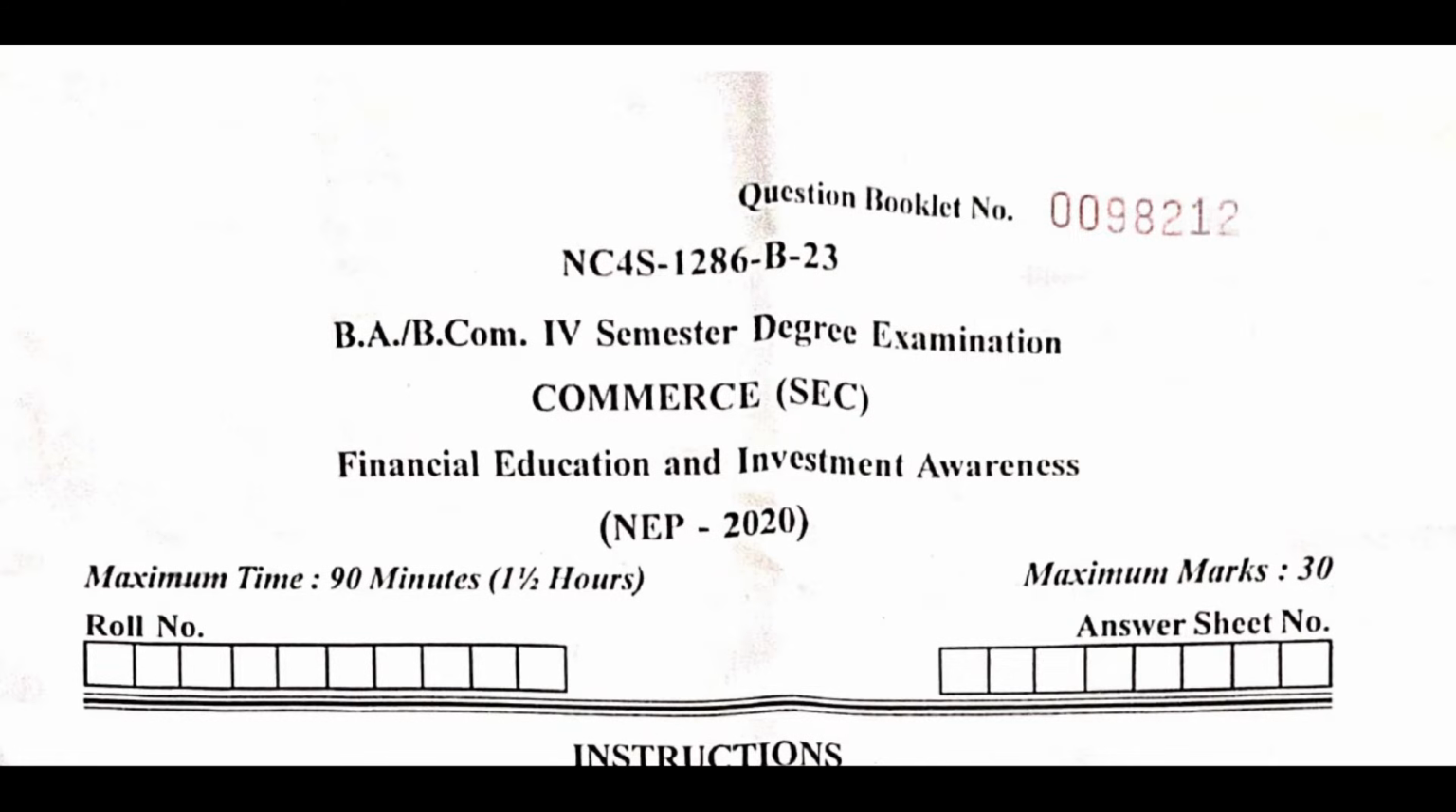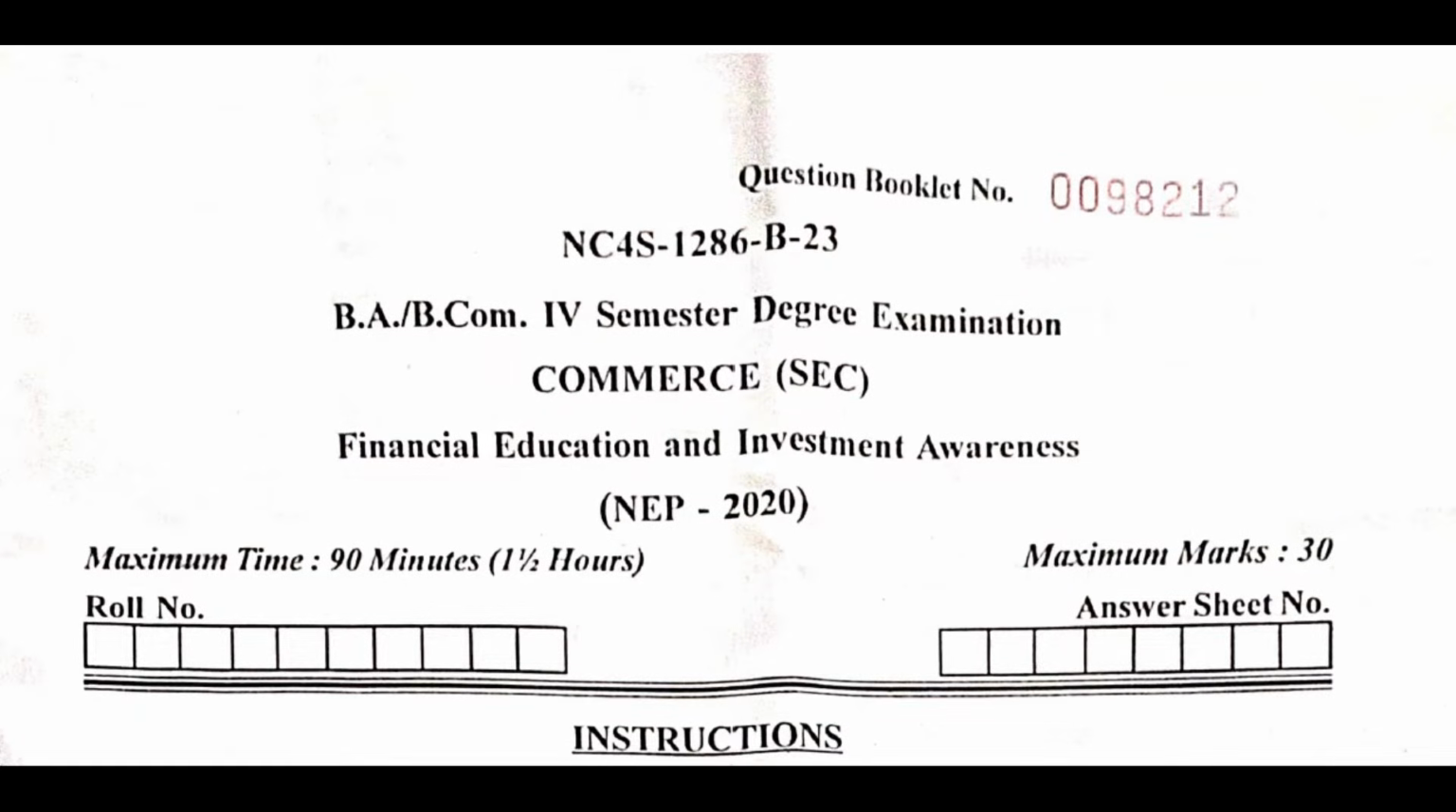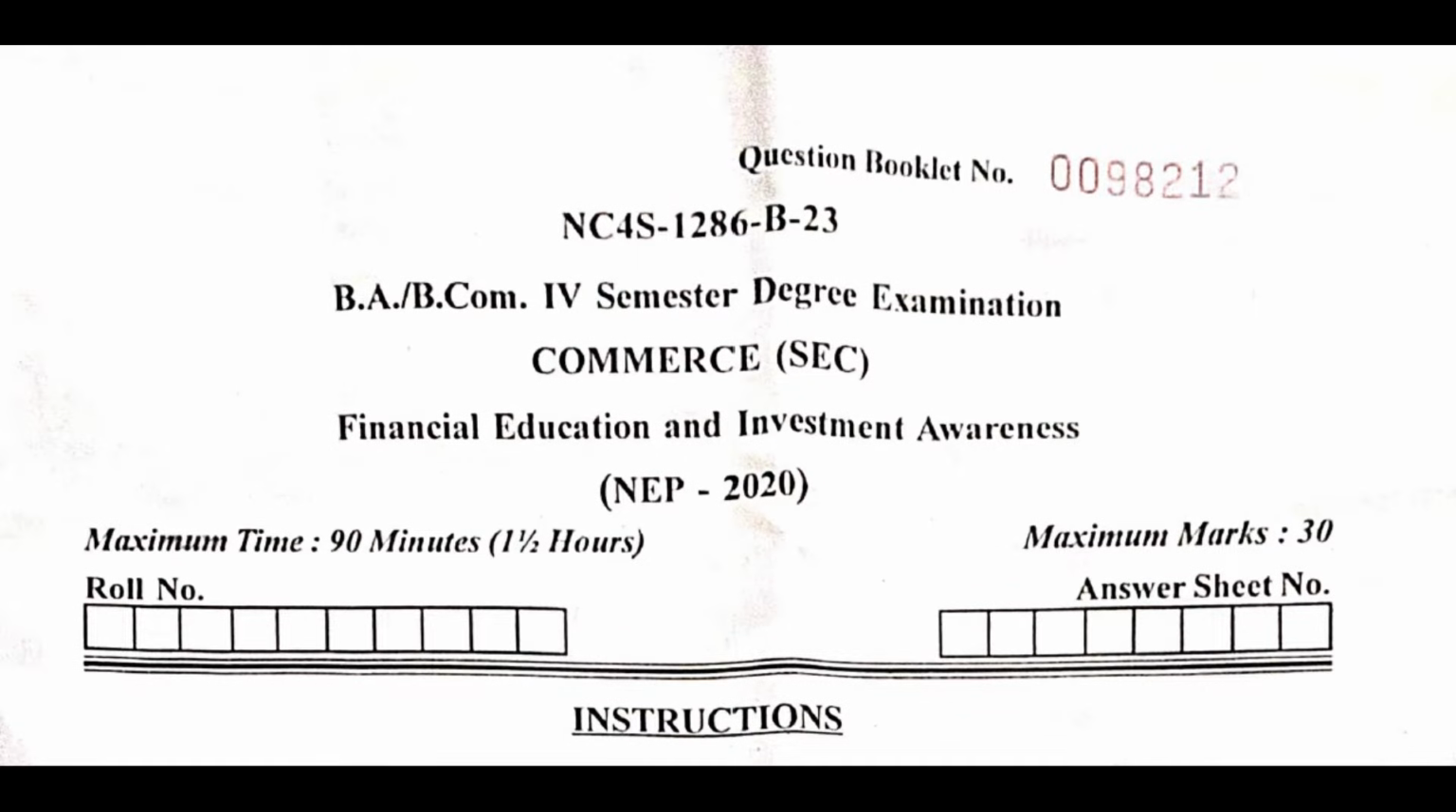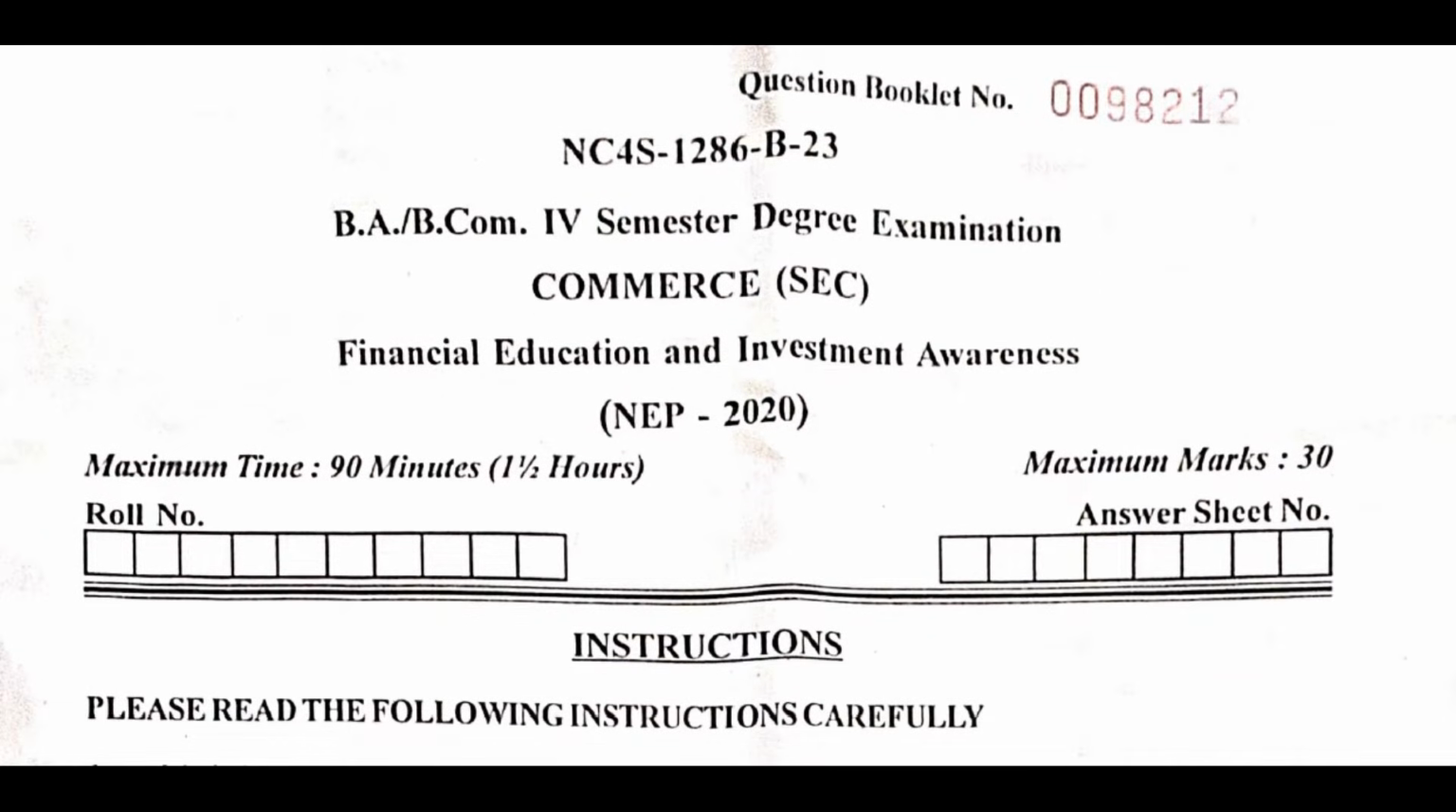In this session we are going to discuss the MCQ questions of Financial Education and Investment Awareness question paper of BA BCom 4th semester degree examination, which was conducted in the month of September-October 2023 by Gulbarga University, Kalburgi. You will be getting 90 minutes for this question paper, and you will be having 30 MCQ questions. Maximum marks is 30. So read all the instructions carefully and then darken the circle in the OMR sheet.